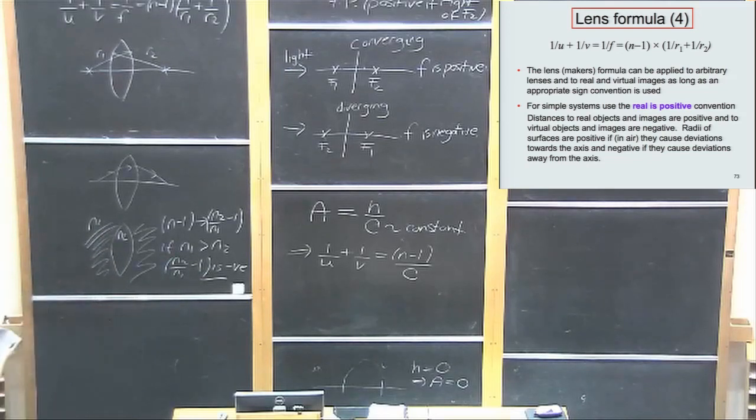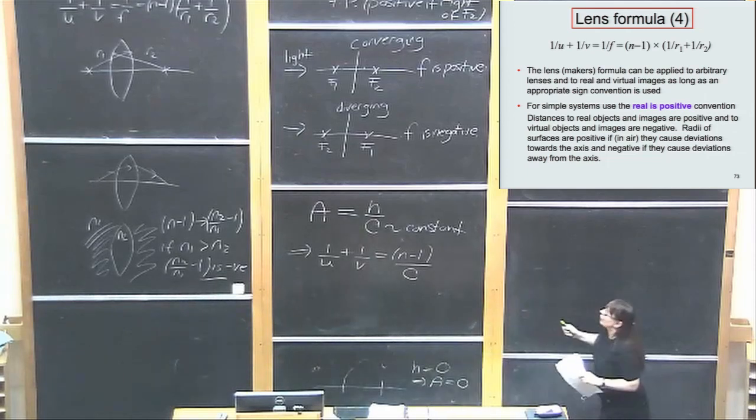So that's why I specified you choose the signs of R1 and R2 by the behaviour in air, and then the n2 over n1 factor gives you another minus sign if it should. So it's all taken care of in this.